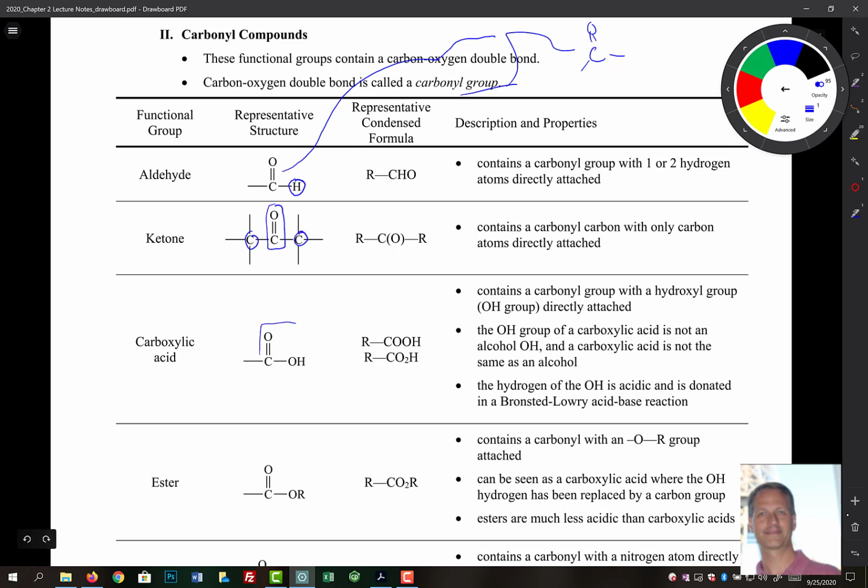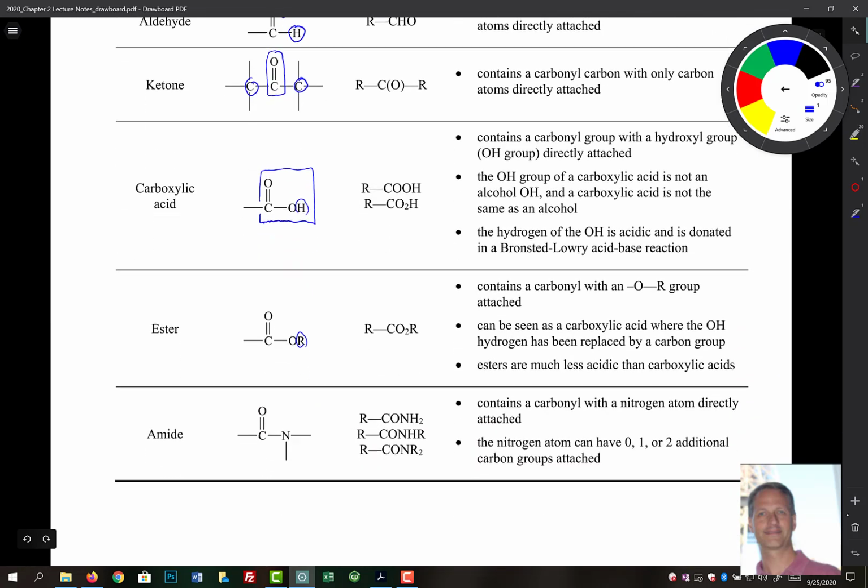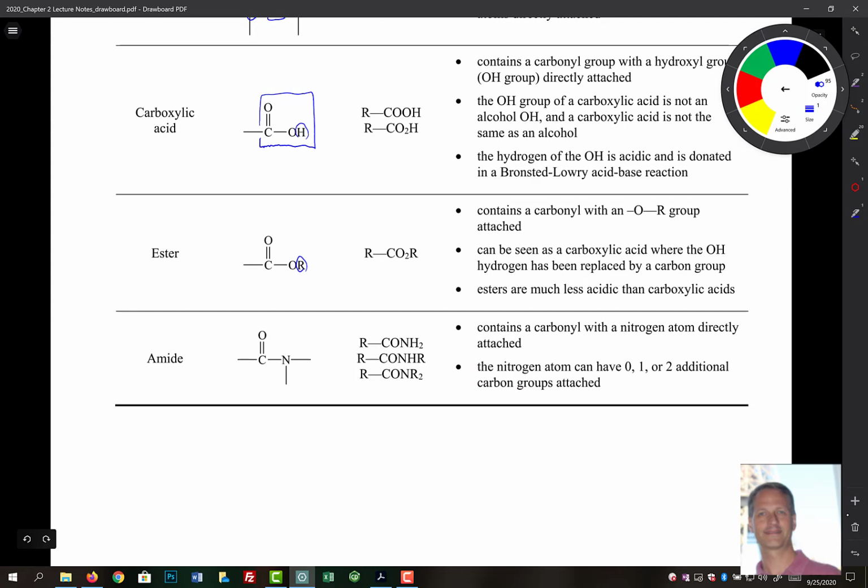Carboxylic acid, well, we've talked about these before. These have the general formula COOH, and an ester takes off the H and puts on an R group there. So that R group could be a CH3, it could be anything. And then we have an amide. An amide is a carbonyl next to a nitrogen.